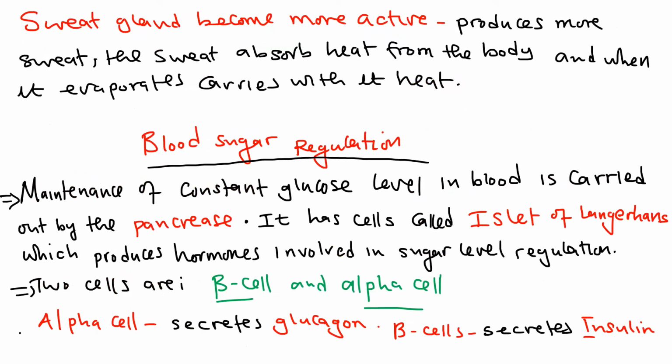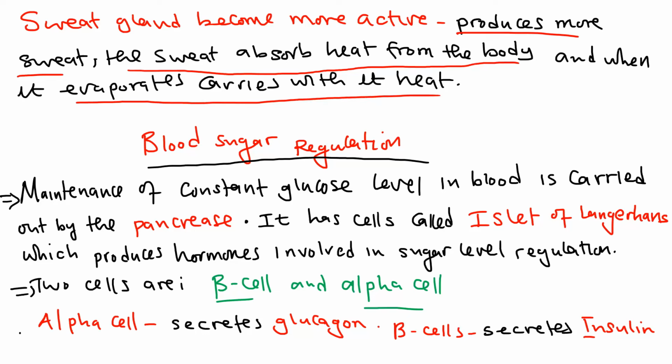All right, let us look at the sweat gland. So this time around, the sweat gland becomes more active, and this promotes loss of heat. Now, how does it happen? When they become more active, they produce more sweat, the sweat absorbs the heat from the body, and when it evaporates, it carries heat with it. So when the sweat dries, I'm sure you experience that coolness, and it is because the heat has left your body, has been lost. So that is how this promotes the loss of heat.